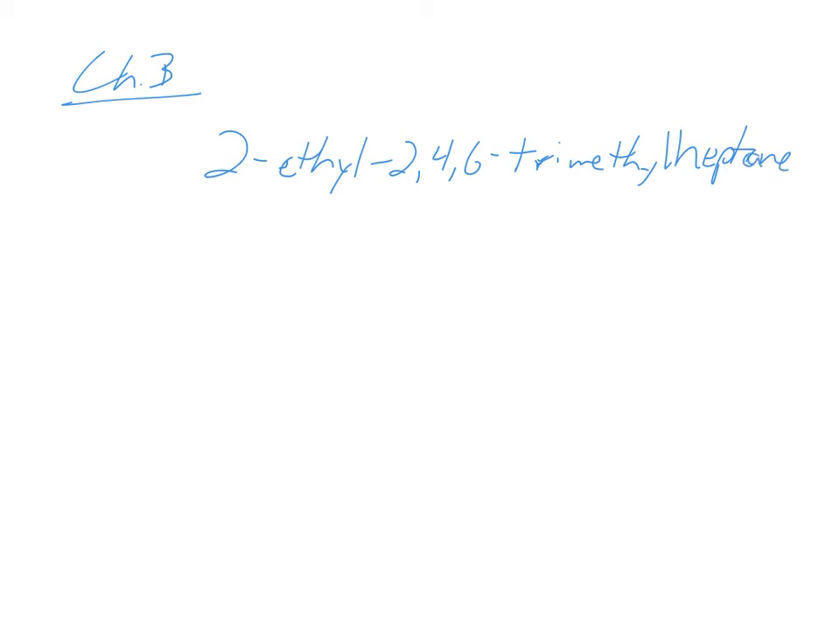So what the bottle says is 2-ethyl-2,4,6-trimethylheptane. What they're saying is this name will get you to one structure, but this is not the correct way to name this. They're saying this is not the correct IUPAC name, so give the correct name for the compound. So what's the correct name for this compound?